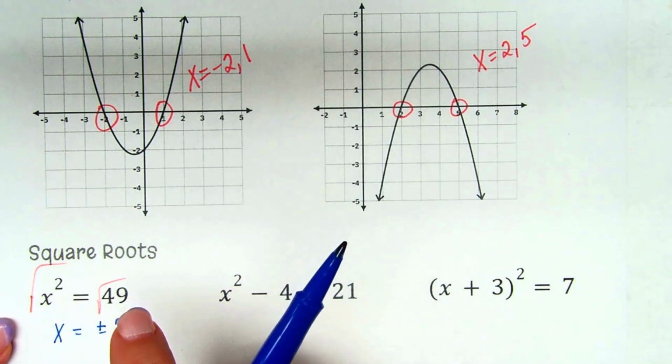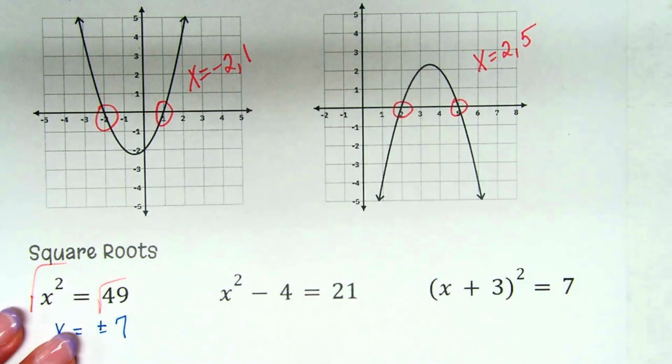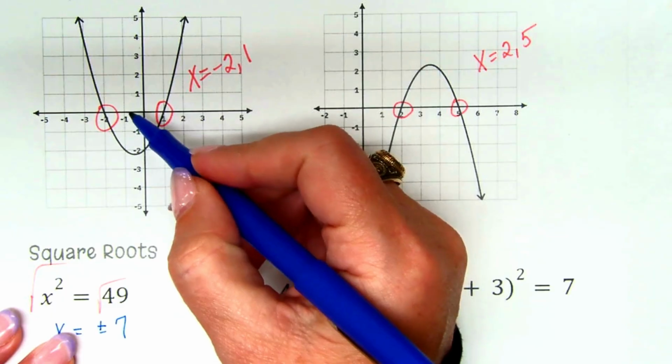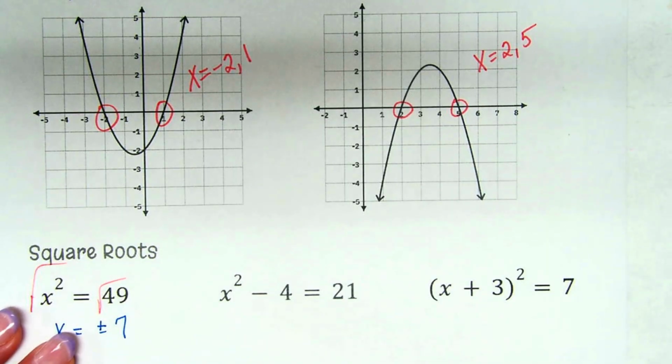Could we have 1 answer? How could this graph show that I only had 1 answer? If the vertex is on... Absolutely. If the vertex is the only thing that's touching the x-axis, I'm only going to have 1 solution. Yes? Could I have 3 solutions?